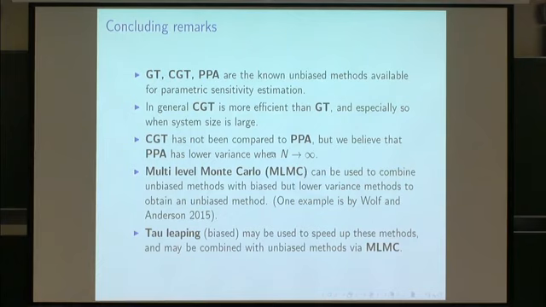The other thing to speed up these methods is to use tau leaping. Tau leaping will give you biased estimates, but faster. And again, couple that with an unbiased method. Take the PPA method, which could be expensive, but if you do tau leaping coupled with the straight PPA, then that could lead to a good method. Okay, I'll stop there, and if there are any questions, I'll take them.